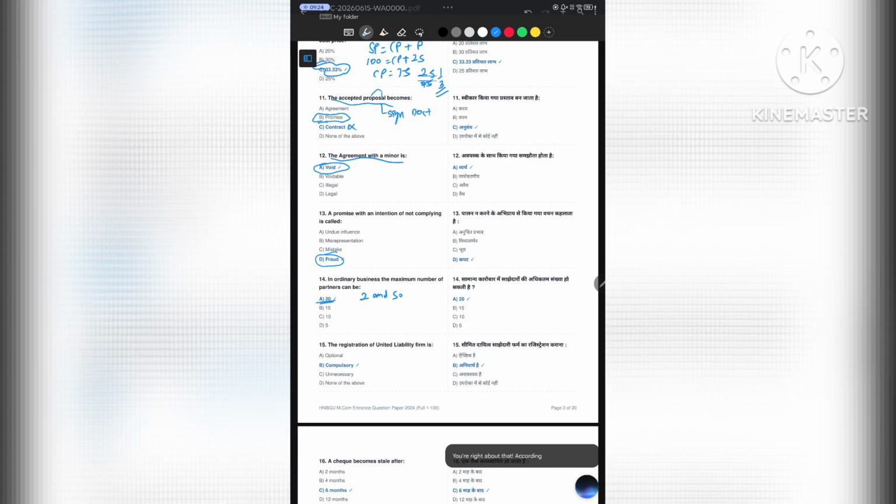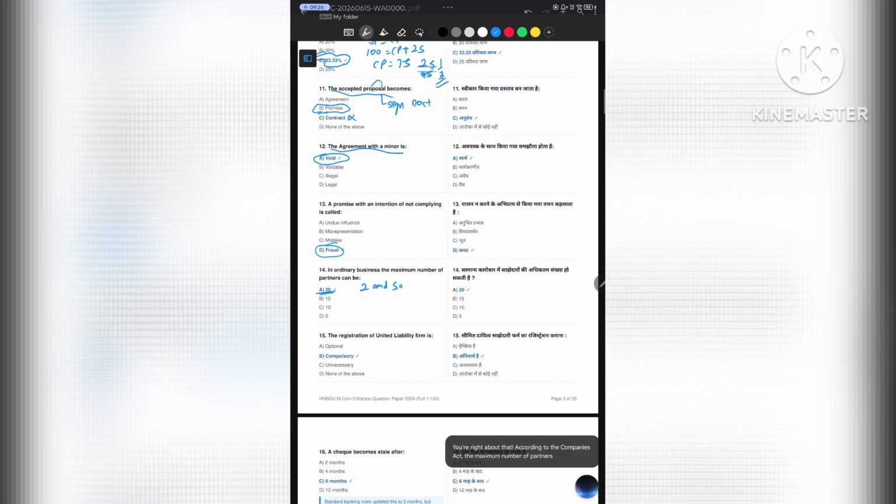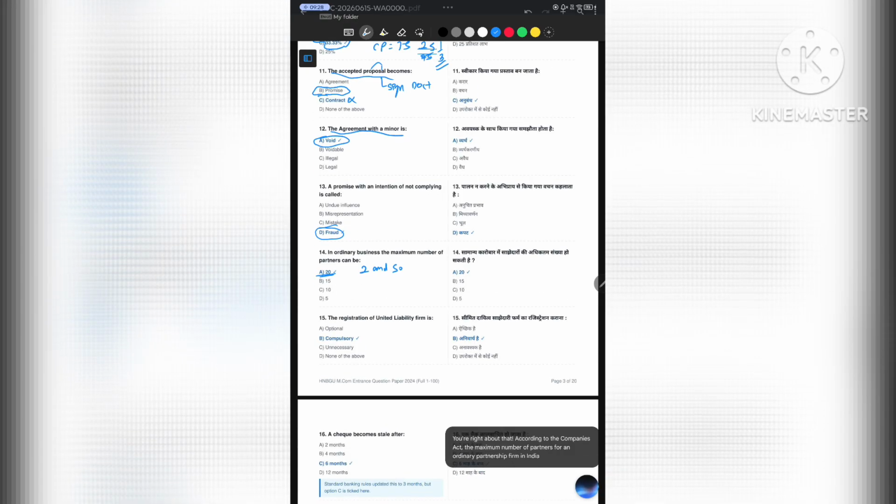You're right about that. According to the Companies Act, the maximum number of partners for an ordinary partnership firm in India is capped at 50. It seems their study material aligns with the current regulations.